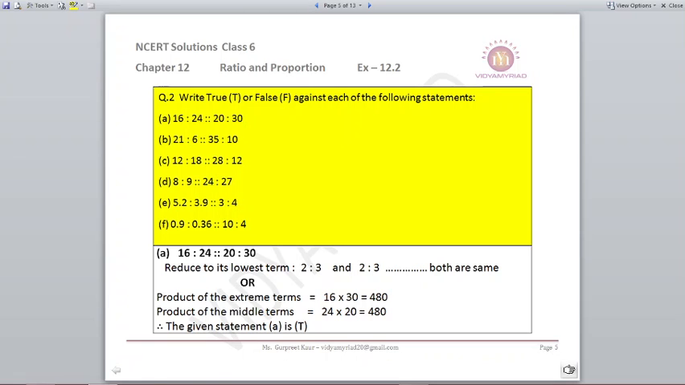Or another method is you can find the product of the extreme terms. That is 16 multiplied by 30 gives you 480. And 24 multiplied by 20, that also gives you 480. Both are same. That means they are in proportion and the statement provided is true. So these are the two methods to find out whether they are in proportion or not. You can choose any method, whichever way you find easier.